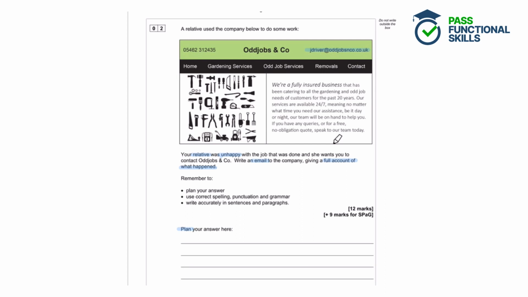We also need to consider the audience. So the audience, we are writing to the company. So because we're writing to a company, even though we're going to be writing in a quite negative tone, because we're talking about how unhappy we are complaining, we do need to remain formal because it is a professional company and we want to possibly persuade them that we should be compensated for the job that was done.